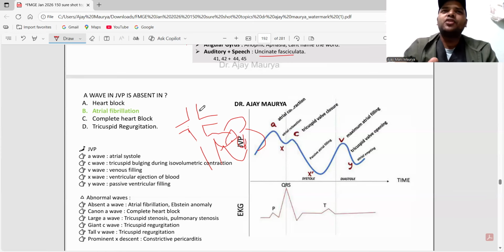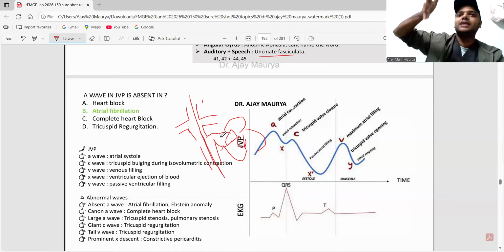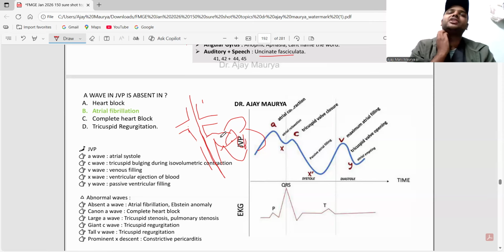Now, why do we have to take only the internal jugular vein? Because in the internal jugular vein there is no valve here. See, there is no valve here. That's why the pressure will be high here. Coming to the external jugular vein, there are valves, and the internal jugular vein is very straight. It lies in the midline. That's why it's very easy to check the JVP there.